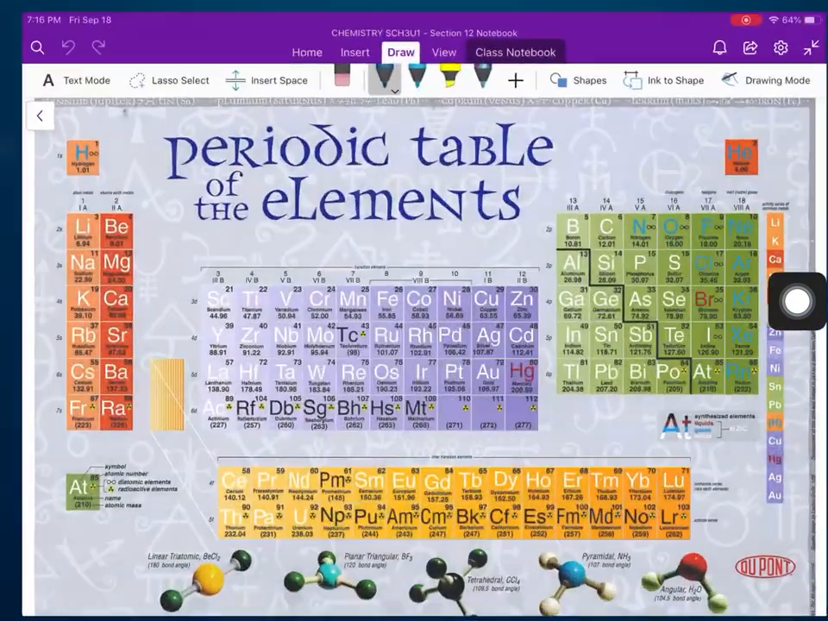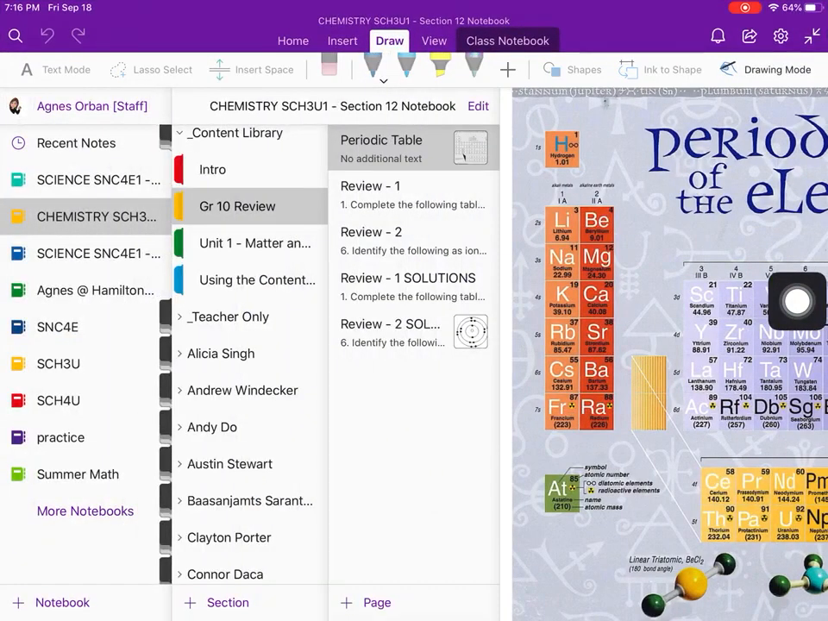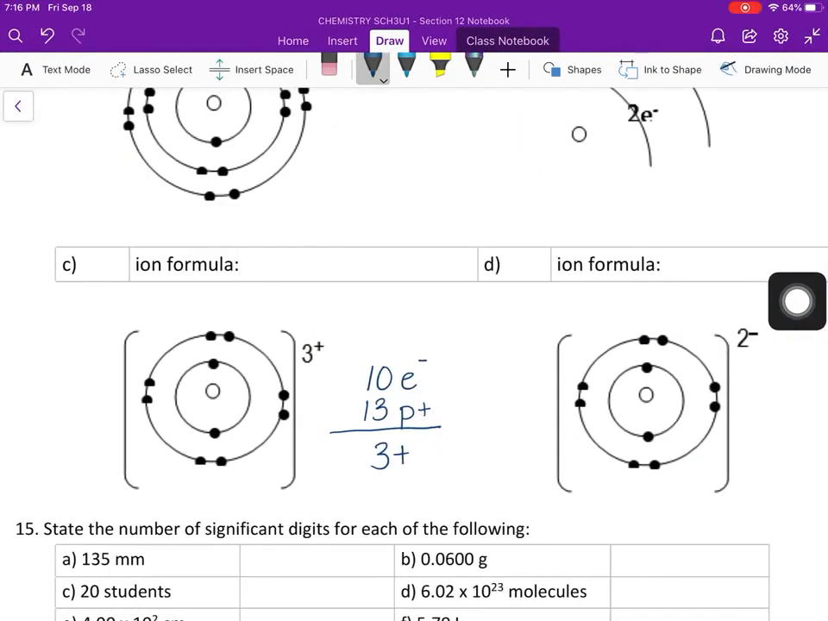Whoops, I forgot here that we were still working in OneNote. So this is aluminum, and it's an aluminum ion with a charge of 3+.